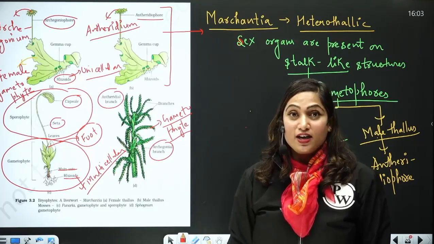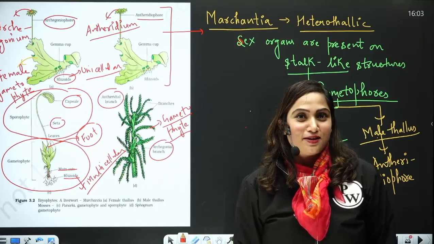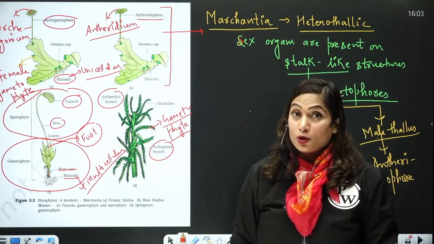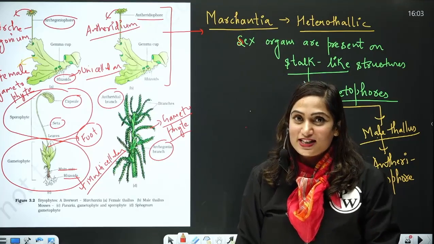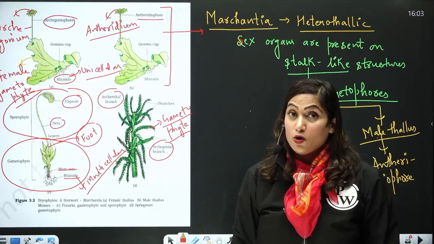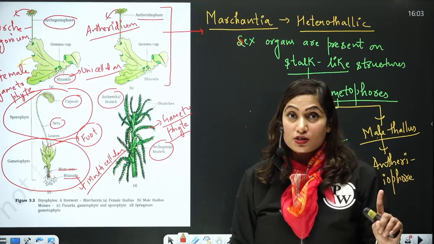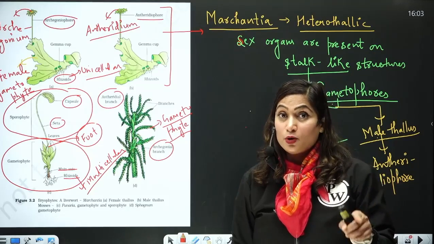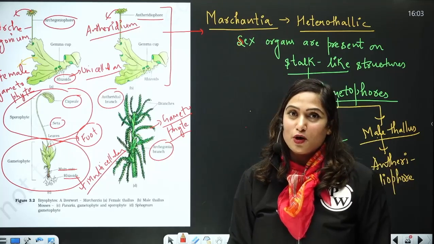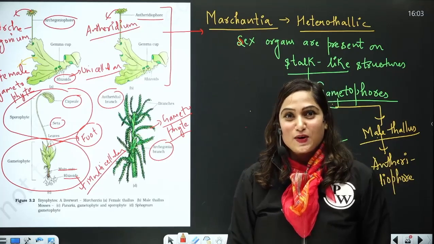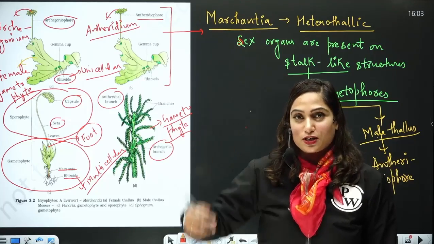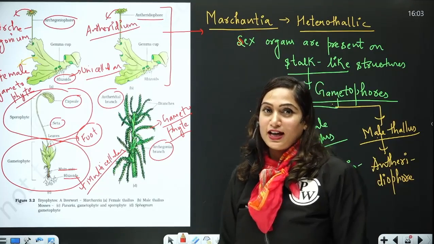Okay? Gemmae are found in Marchantia, multicellular green colored structures. Clear? The word protonema is used only for mosses. Sporophyte has 3 parts: foot, seta, capsule. Zygote does not undergo meiosis immediately but forms embryo, then sporophyte, and then inside that sporophyte meiosis occurs to form spores. Okay? Marchantia is heterothallic. Sex organs are present on stalk. So these are some important points regarding bryophytes.